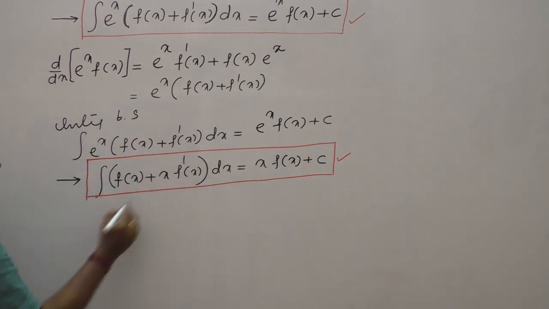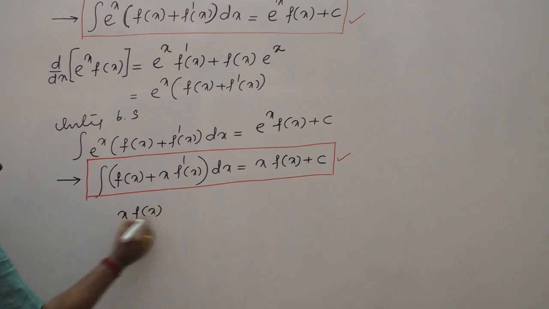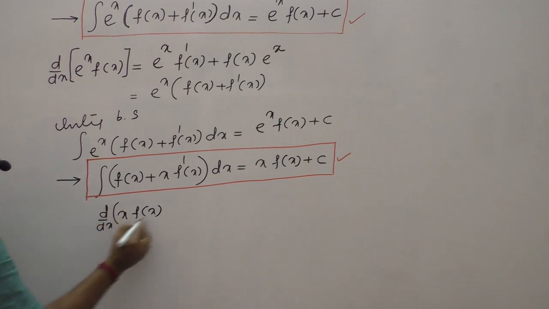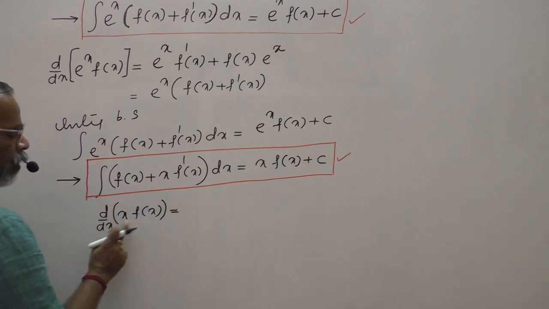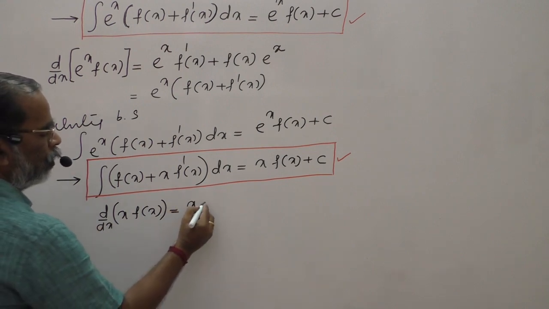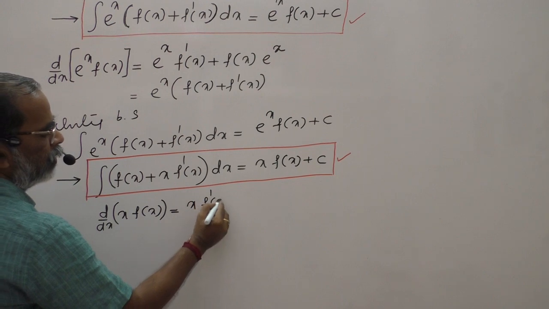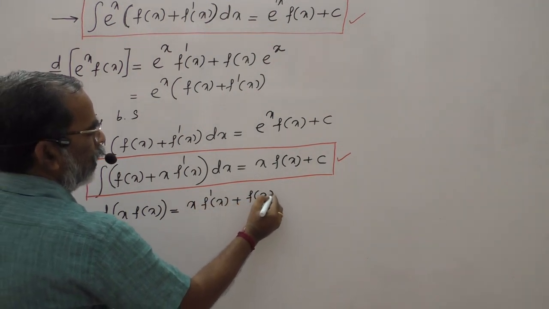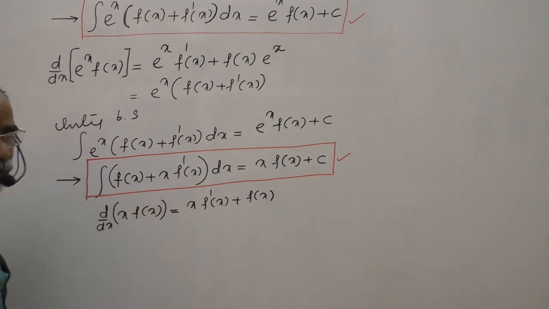See, if I take the right side one, x into f of x, and we differentiate this. If you differentiate this, there are two functions, so you should apply the uv rule. So u into v dash, dash means f dash x. Next, v into u dash, the derivative of x is 1 only.